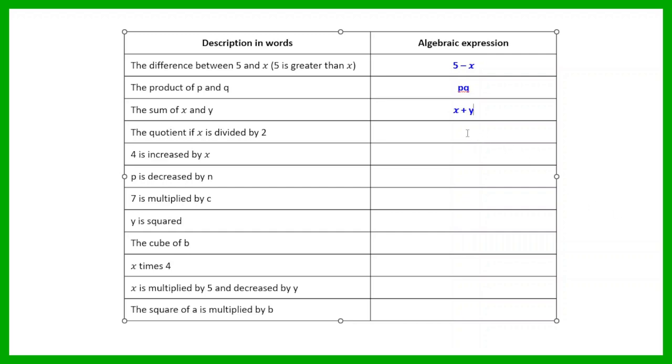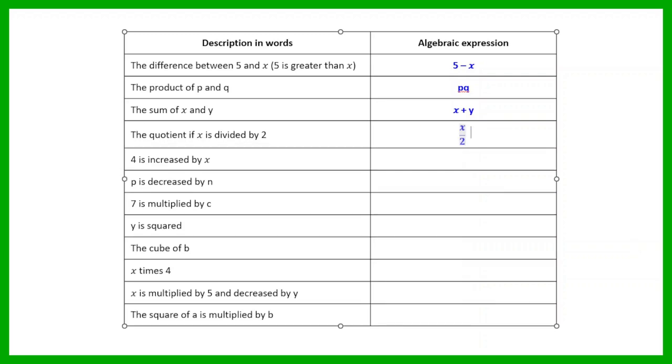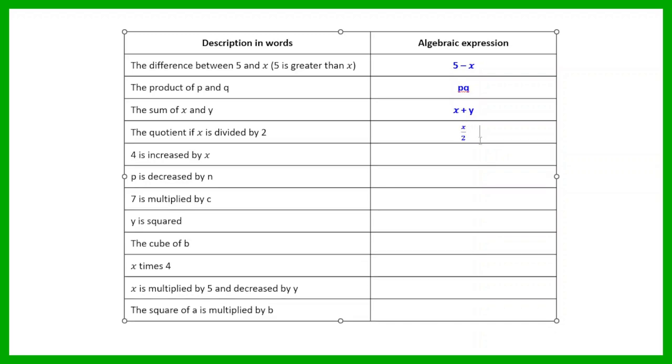The next one I've got is the quotient if x is divided by 2. Okay, so we're going to take x and we're going to divide it by 2. So here I've written it as a fraction. You can also write it as x divided by 2 like that as well. Okay, but generally we write division in the form of a fraction like this. So that's something you kind of need to get used to, is writing division as a fraction like that.